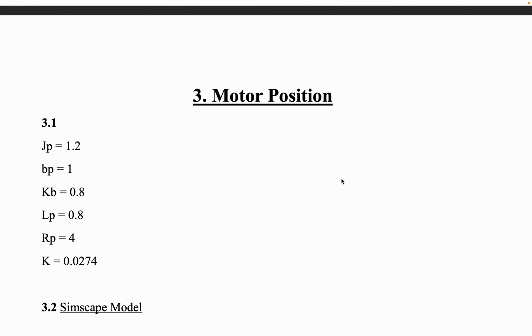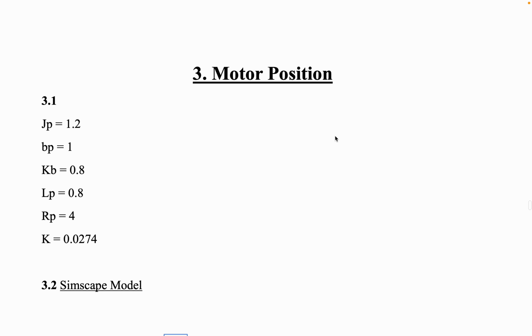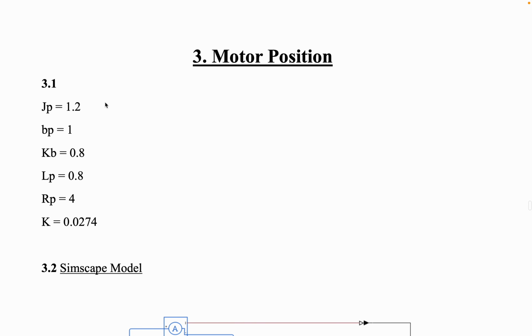Next, part 3, motor position. The parameters according to the table are JP equals 1.2, BP equals 1, KB equals 0.8, LP equals 0.8. And the last two parameters according to the site are RP equals 4 and K equals 0.0274.